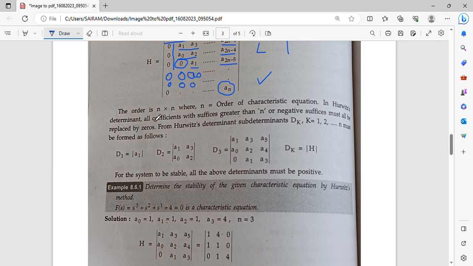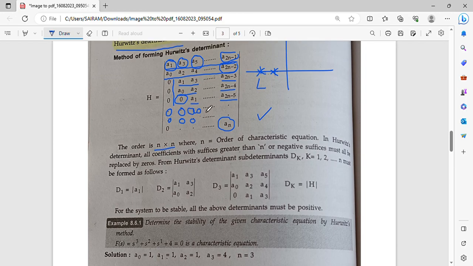So now the order is an n cross n matrix, where n is the order of the characteristic equation, right? n is the order of the characteristic equation, and in the Hurwitz determinant all the coefficients with suffix greater than n or negative suffix must all be replaced by zeros.